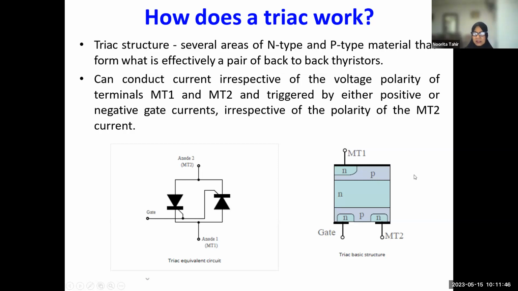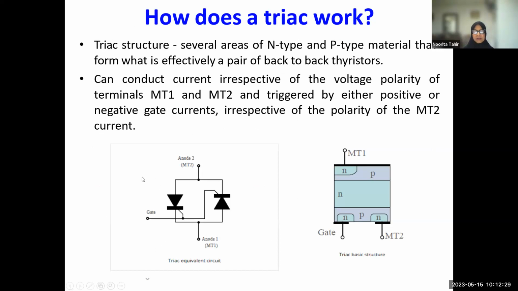So it can conduct current irrespective of voltage polarity of terminal MT1 and MT2. It can also be triggered by either positive or negative gate current. Dia boleh function positive or negative because of the nature of the configuration of this triac, yeah, the way it is being connected, irrespective of the polarity of MT2 as well. So this means dia ada 4 trigger modes triac ni, okay, ataupun 4 quadrants yang kita akan tengok kemudian dekat sini. Ya, tapi kita tengok ni dulu.